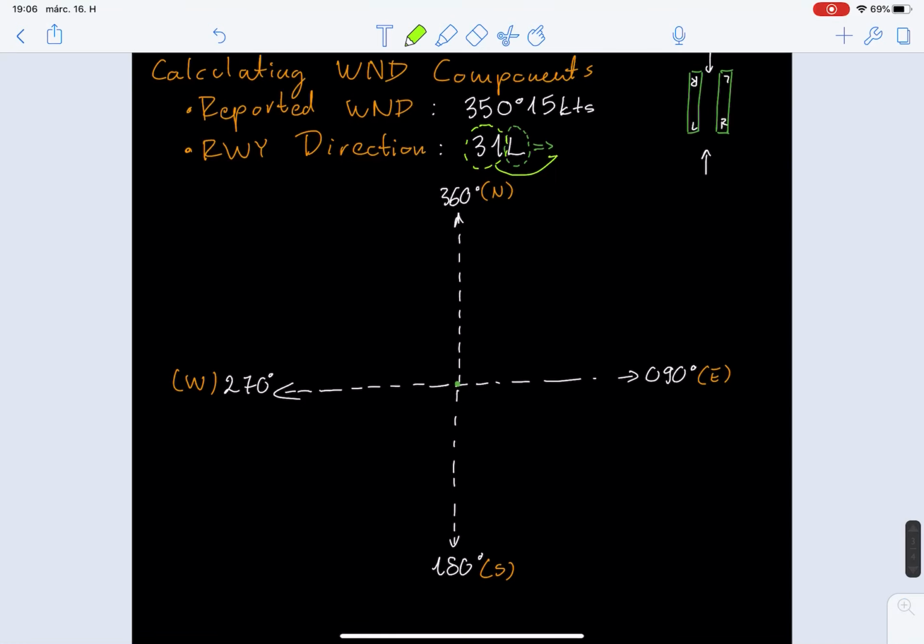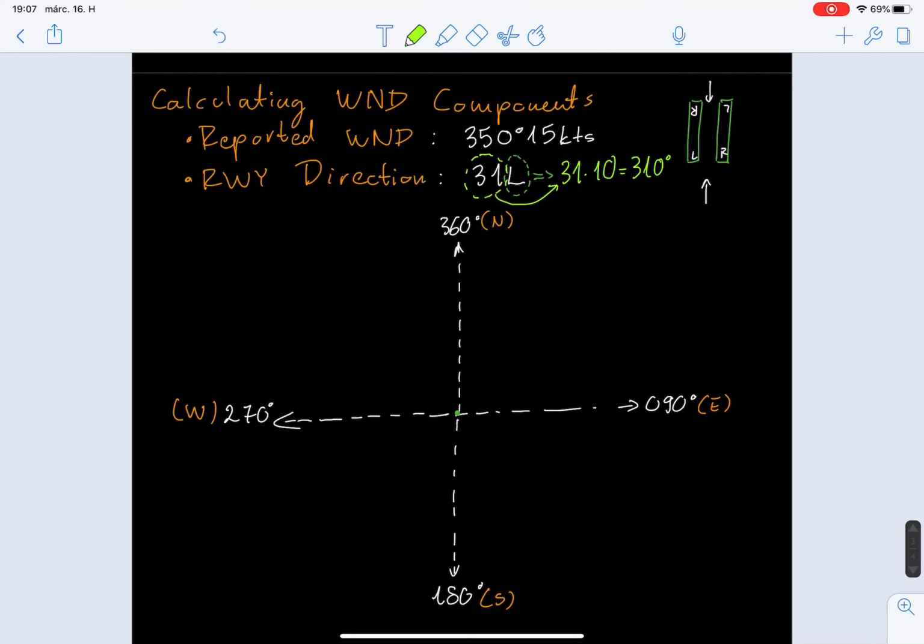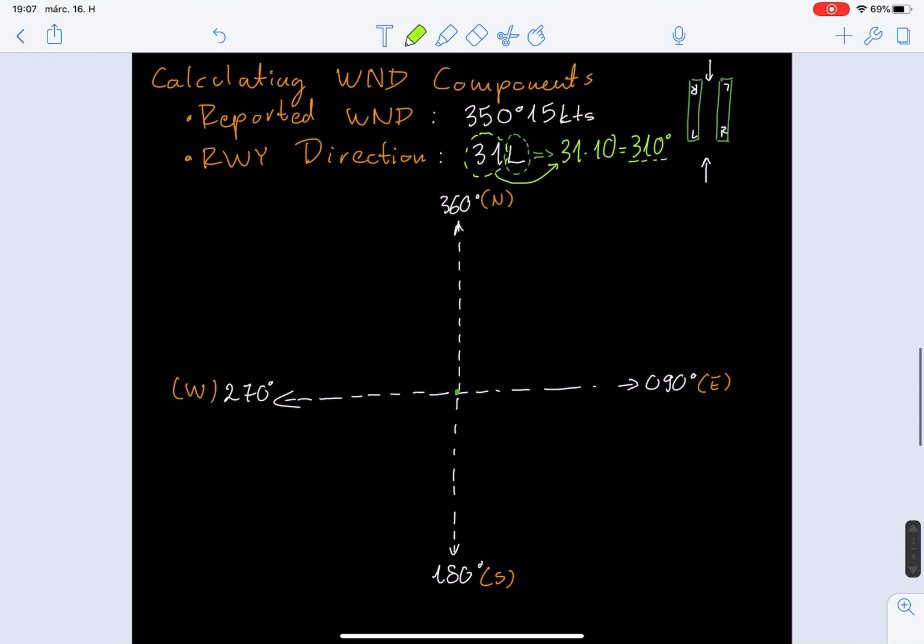So what we do with this number is we multiply the runway direction number by 10, and in this case we get 310, and this will be the magnetic direction of the runway. So 310 degrees, right? And this would mean that the runway is pointed in 310 degrees. So that's approximately 40 degrees from west. So if you add 40 degrees to 270, that would look something like this.